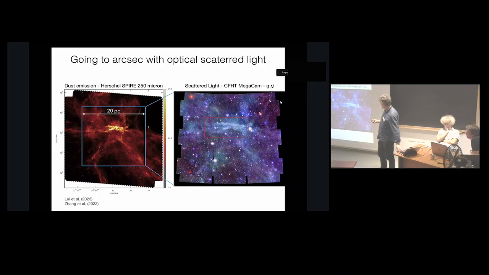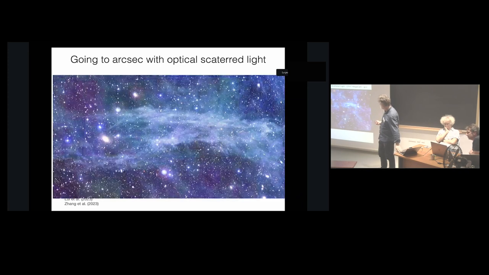Now we want to go to very small scales because we really want to know what the structure of those CNM clouds is. There are two ways to do this. One is optical scattered light. This is dust scattered light, so it's grains that are scattering starlight, and so it's optical. It has 1 arcsecond resolution.